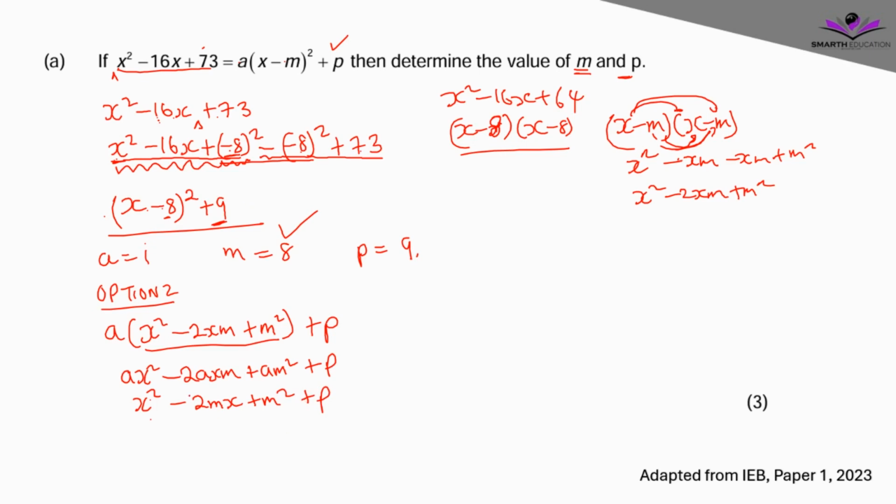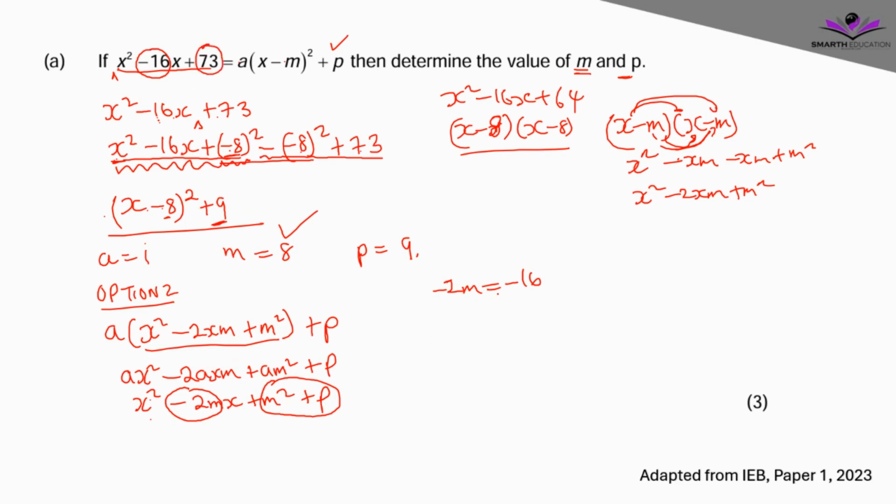Right? And then if you check here, we have the coefficient of x, which is negative 2m. We have the coefficient of x there, which is negative 16. So we can say negative 2m is equal to negative 16, right? And then we have the constant, m squared plus p, which should be equal to 73. Let's start by finding m.